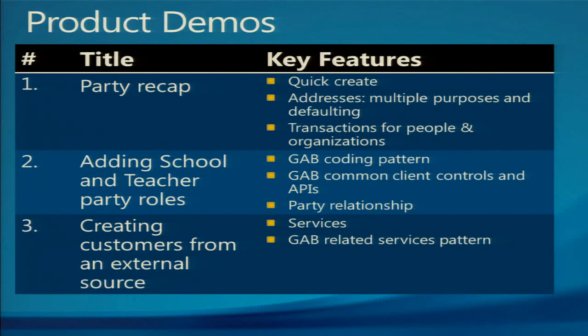Then the last demo would be creating a party from an external source. The example I'll use here would be creating customers from an external source using services. So I'll show you a third-party C# client and how we create customers through this C# client into the system. And one of the key features that we'll highlight here would be the abstraction we provided for the GAB operation, so that you as a developer don't have to worry too much about handling GAB-related operations. We will do that for you, and you just focus on more entity-specific operations on your service.